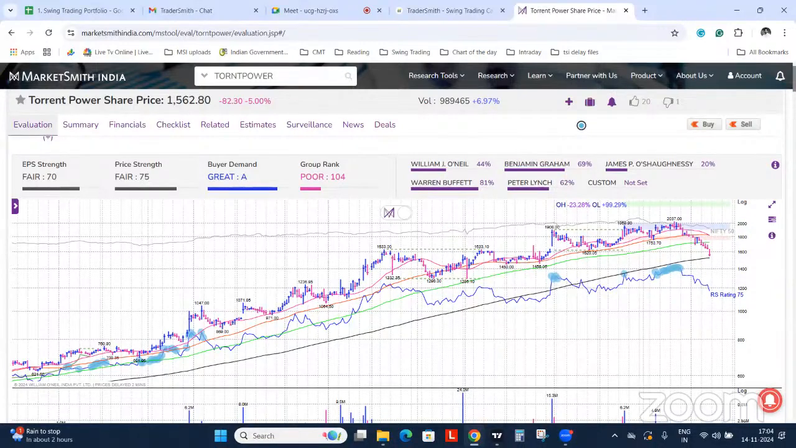So 200 DMA is a support area. Suppose it breaches 200 DMA, then expect another 10% kind of fall toward 1300. Negativity is there. 200 DMA is a key level to watch at the current point of time.